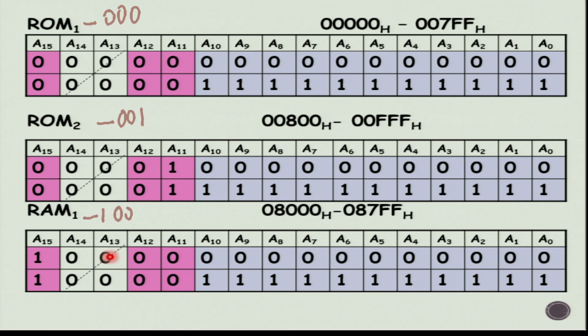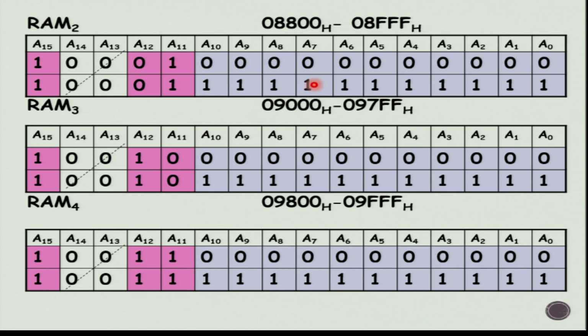So 100 again you have to remember is going to be equivalent to 4. So ROM 1 was 000, ROM 2 was 001, RAM 1 was 100. Now if you look at the other RAM chips, for RAM chip 2, it is going to be 101. For RAM chip 3, you can see it is going to be 110, and for RAM chip 4, it is going to be 111. So we are going to make use of A15, A11 and A12.